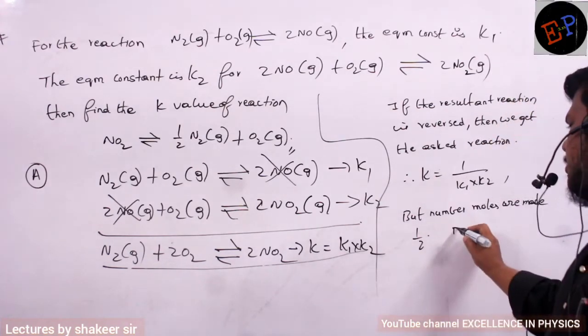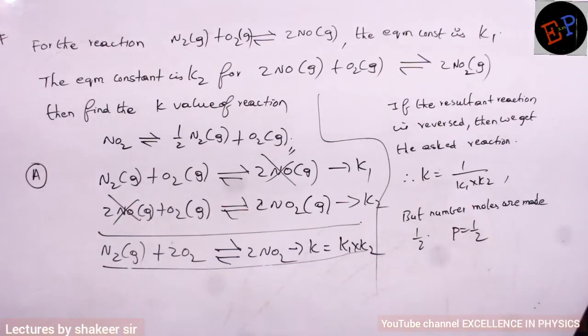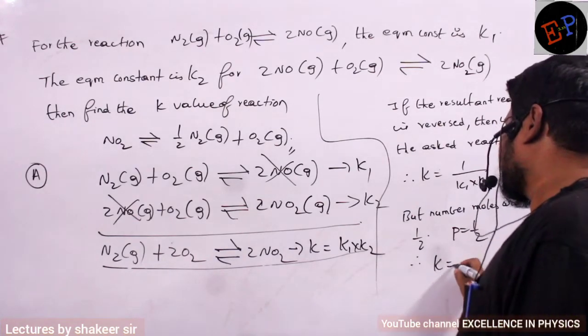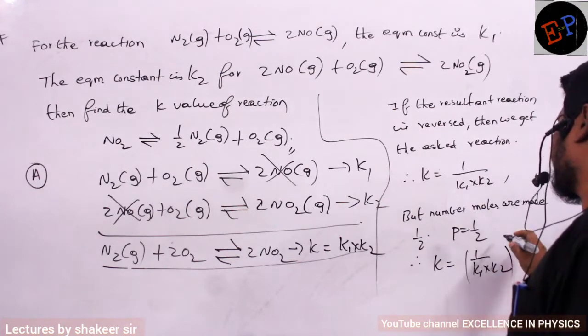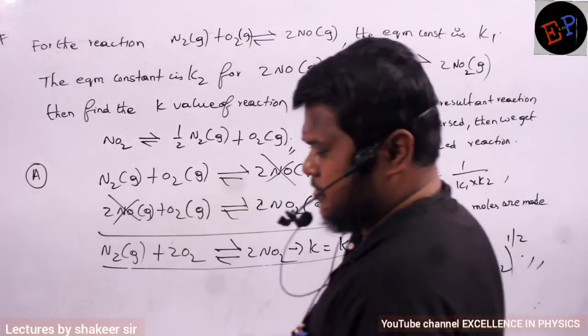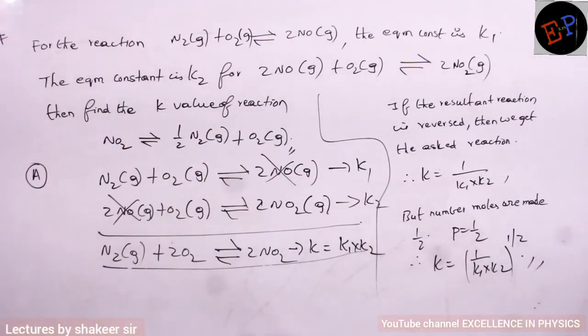It means what is the P value? P value is 1 by 2. Therefore, what is the final K value? Final K value is 1 by K1 K2 to the power of P, where P value is 1 by 2. So that is my answer. Understood? That's all.